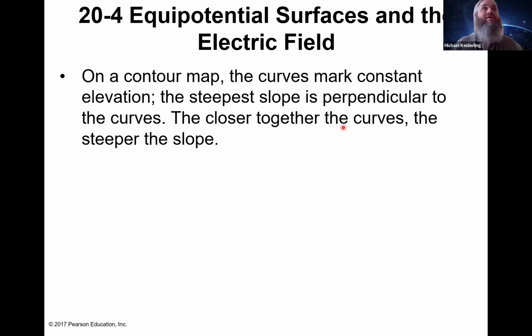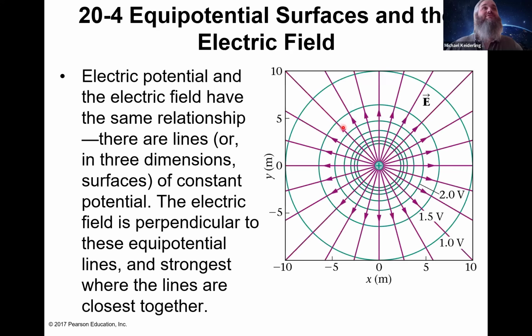Equipotential surfaces, electric potential and electric field have the same relationship. There are lines or three-dimensional surfaces of constant potential. The electric field is perpendicular to these equipotential surfaces and strongest where the surfaces are closest together.